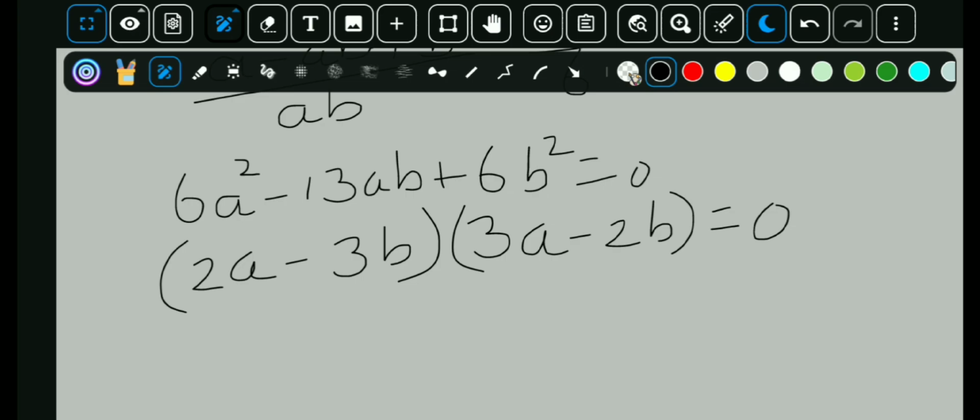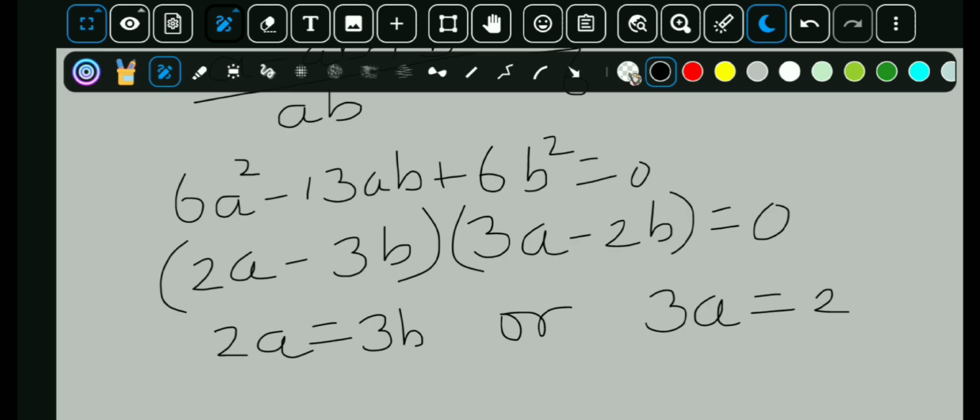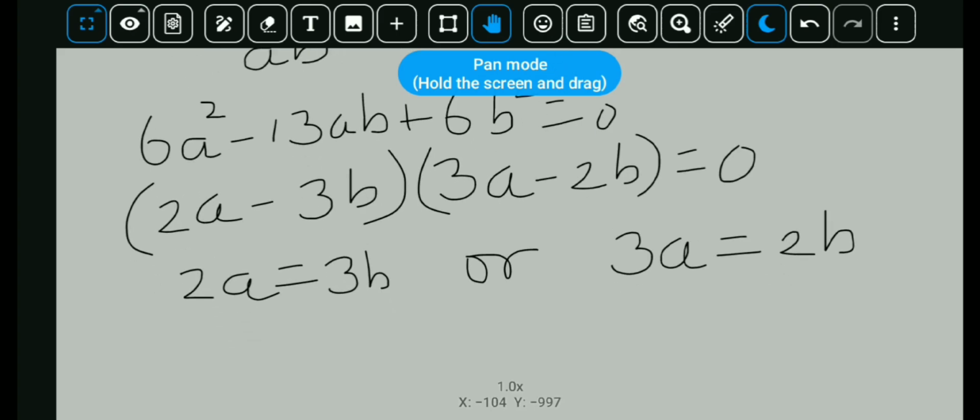Now what does this equation tell you? It tells us that the equation has 2 roots. The first root is 2a = 3b, or the second root is 3a = 2b. Even if either of these is satisfied, the equation will be solved and we will get the value asked in the question.